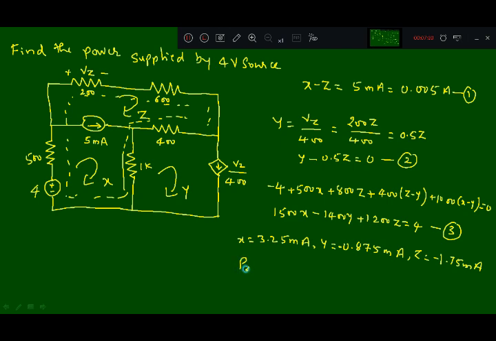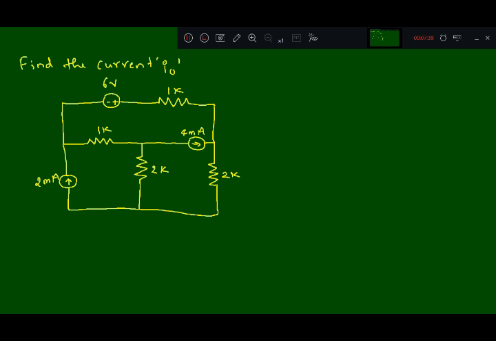So power across 4 volts is nothing but 4 into x. This is equal to 4 into 3.25 milliamps, so this is equal to 13 milliwatts. So this is the answer. One more problem we will see, that is find the current I0 in the circuit.